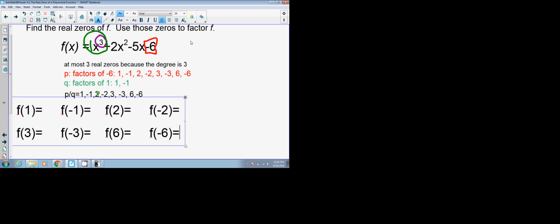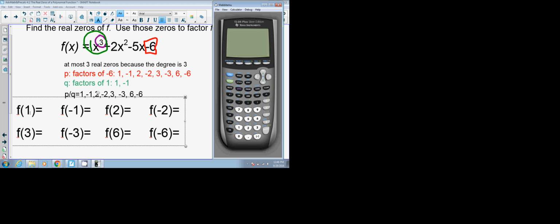So all I'm going to do is plug each of these values into the given function. Let's start off with f of 1. Notice I'm going to use my calculator. Feel free to do this in your head if you want. Wherever I see an x for f of 1, I'm going to plug in a 1.